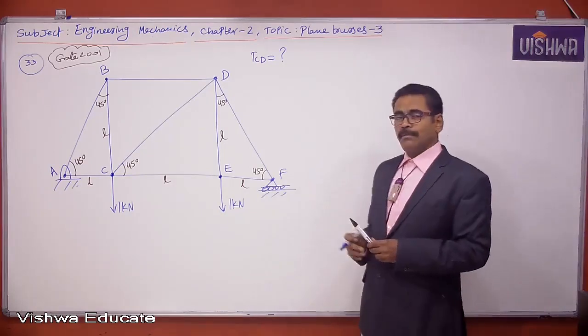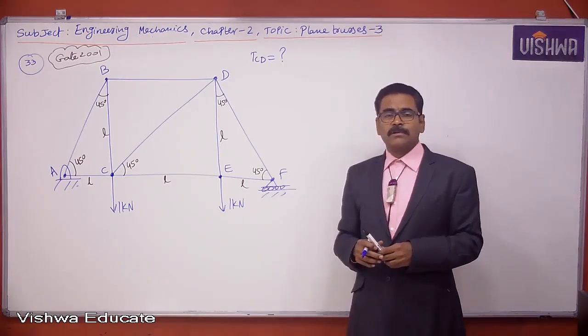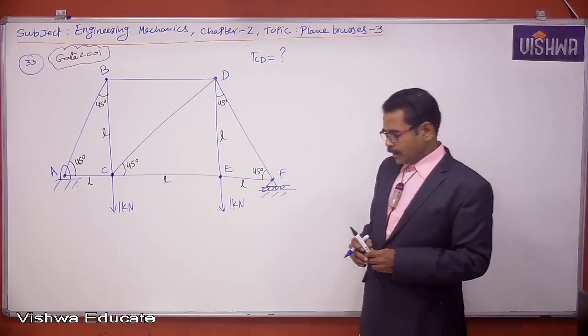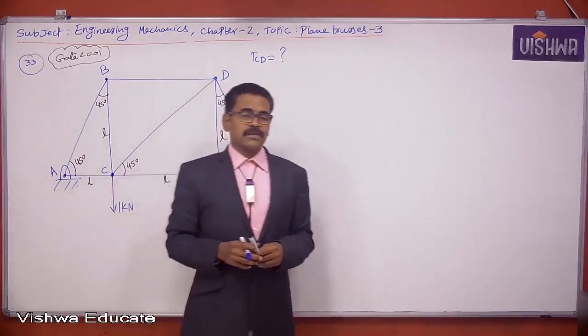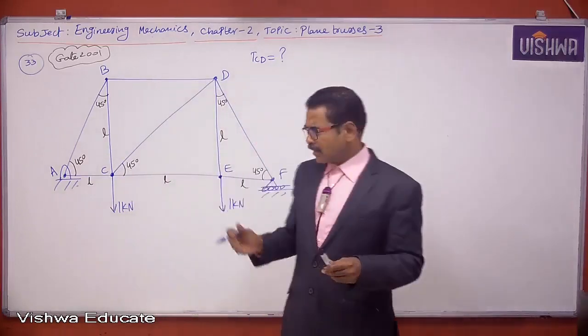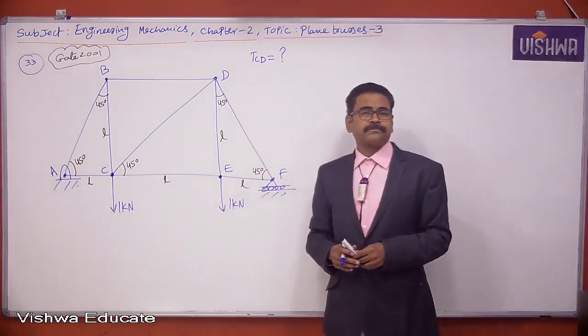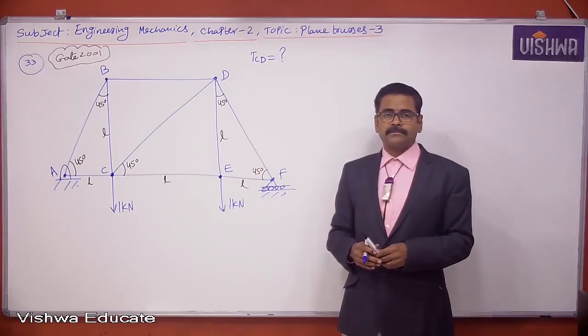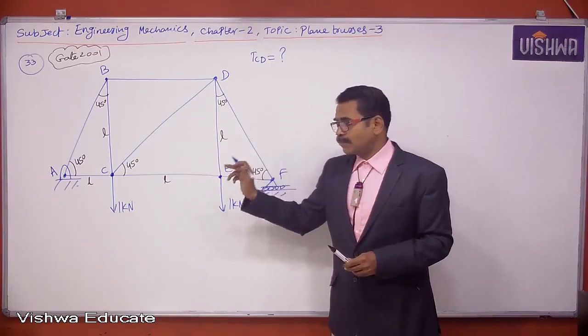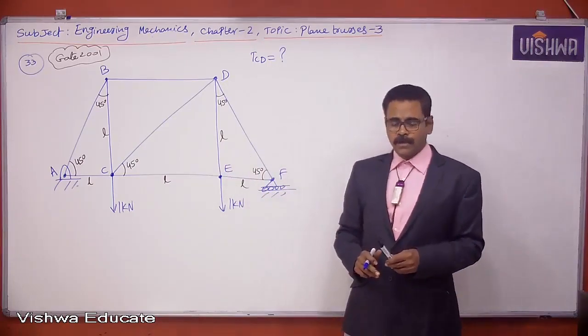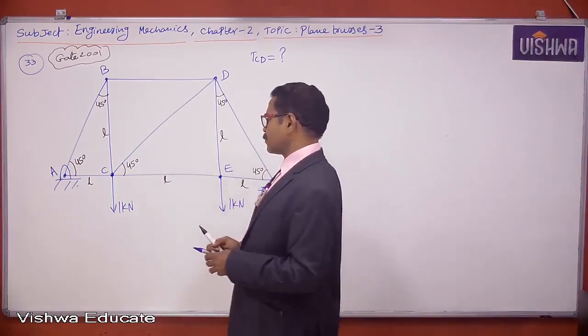First look at the problem and try to use some shortcuts. If no shortcut works out, you have to follow either method of joints or method of sections. Here you cannot use any shortcuts, so definitely you have to use either method of joints or method of sections. Here I am going to use method of joints. So first I try to find reactions.